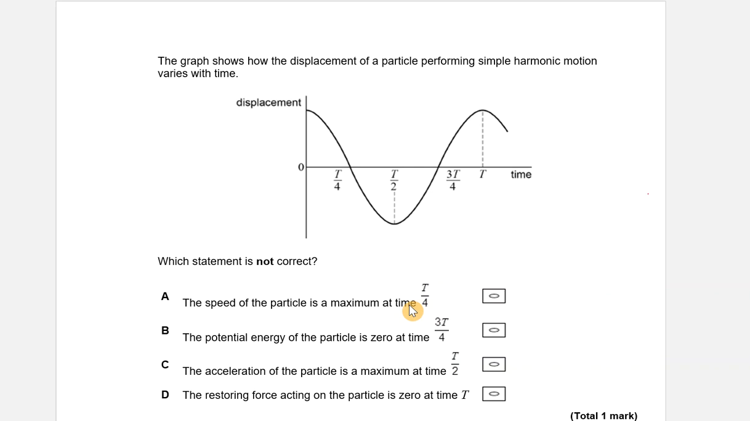Hello, here's another AQA A-level physics question on simple harmonic motion. If you want to try to answer the question yourself, pause the video now. If you got the answer D, well done.